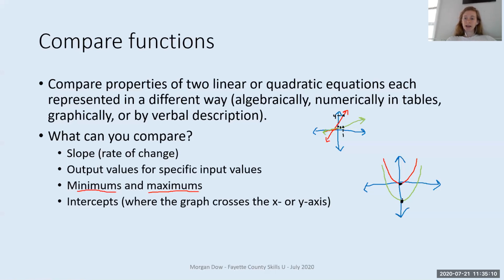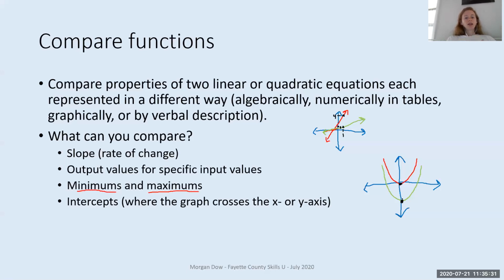And so we could say that the minimum value for the green parabola is lower than the minimum value for the red parabola. Or we could say that they have different minimum values, right? We could just look at that. We could compare those minimum values, those lowest values.